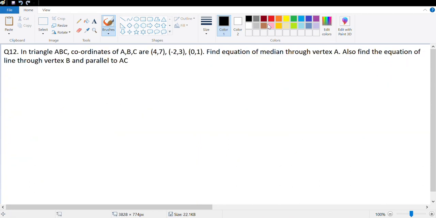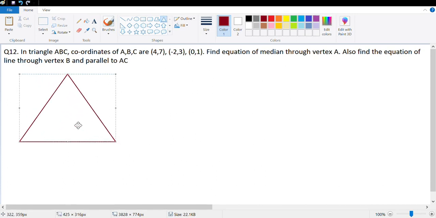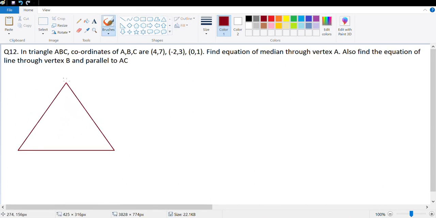The next question that we have is question number 12. It says in triangle ABC, the coordinates of A, B and C are given. Find the equation of the median through vertex A and the equation of the line through vertex B and parallel to AC. Okay, let's just draw a rough diagram for our understanding.